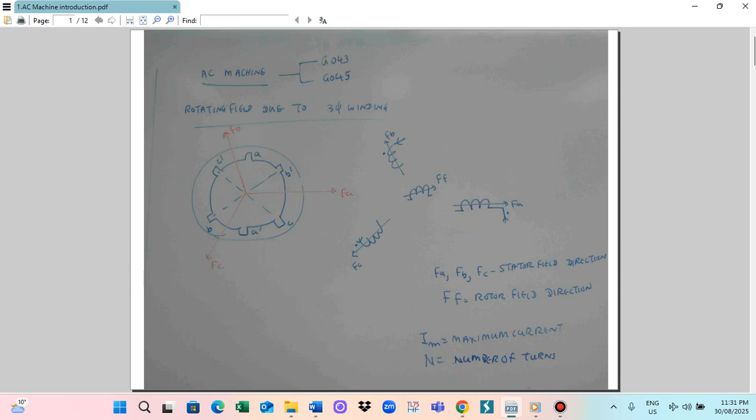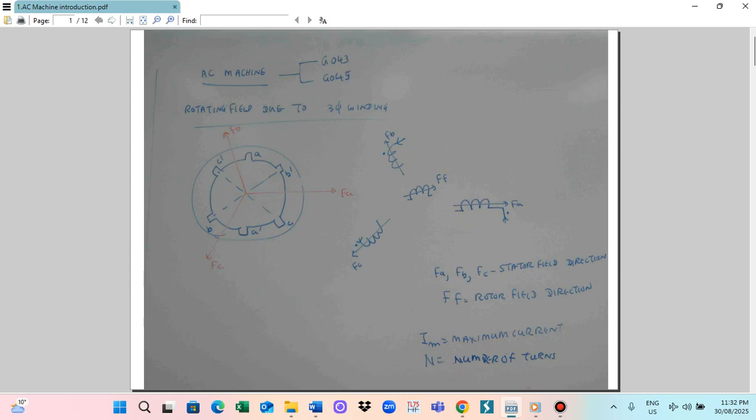So this is A. This is the starting point. A dash means the end point. So this is for the Y-connected three windings. You can see this diagram. And then in this three-phase winding, the voltage vector will be produced. The voltage vector will be in this direction.